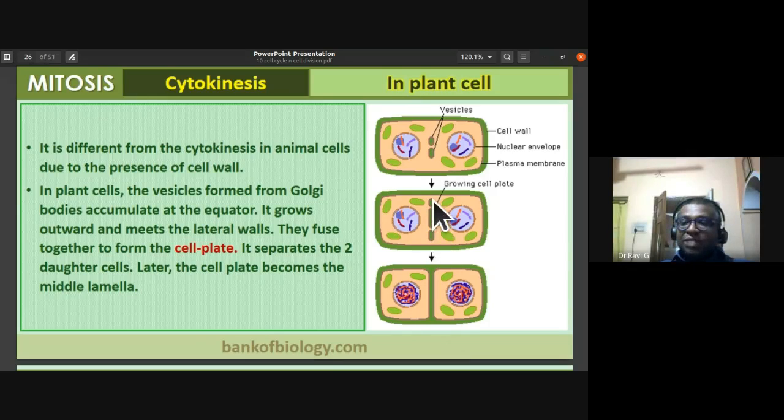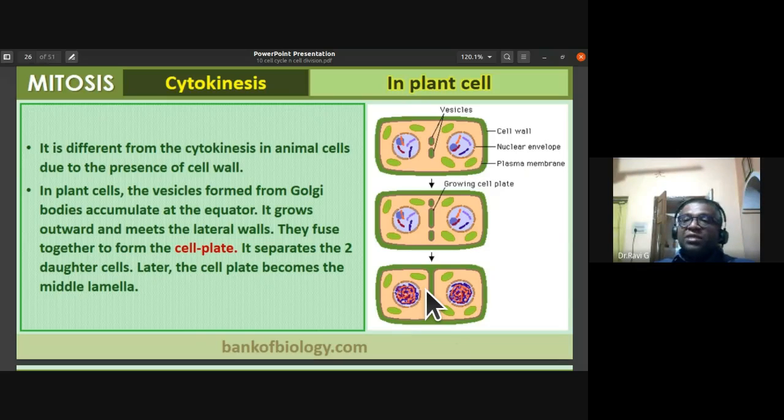So the growing cell plate, you can notice here, extends laterally outwards and meets the lateral walls. They form a continuous plate which we call the cell plate. It separates the two daughter cells. So this is the cytokinesis, which is a different type of cytokinesis you can notice in plant cells.